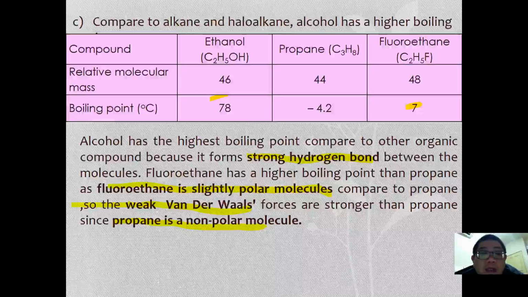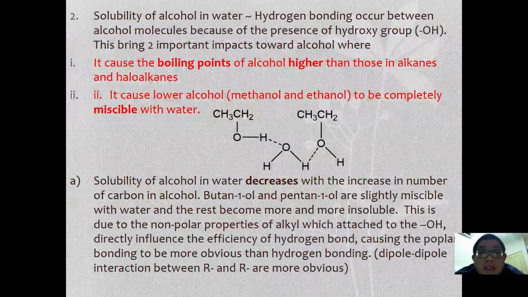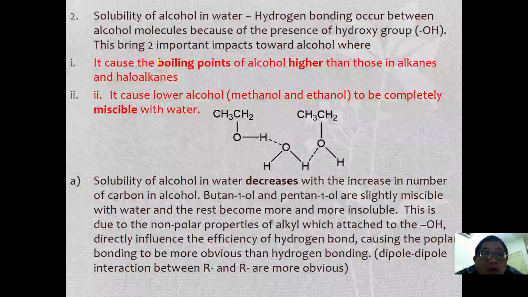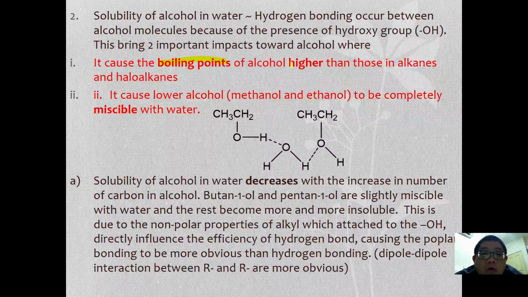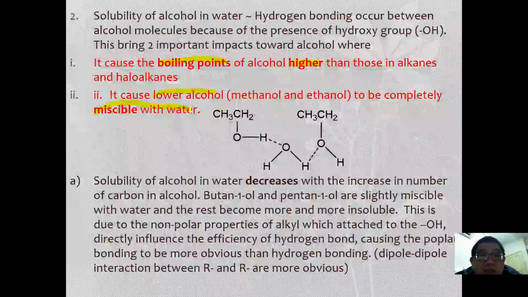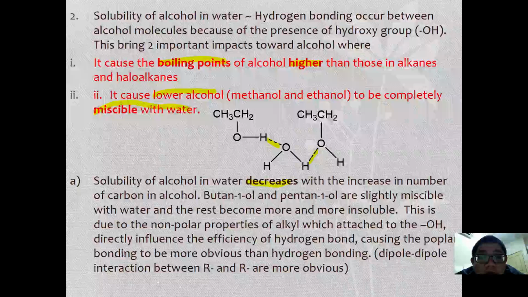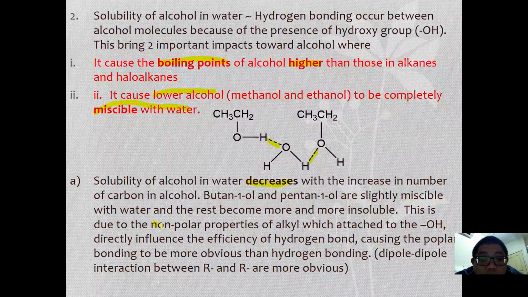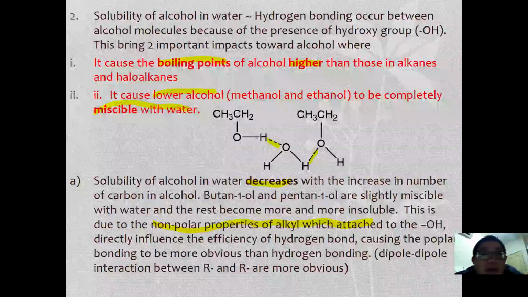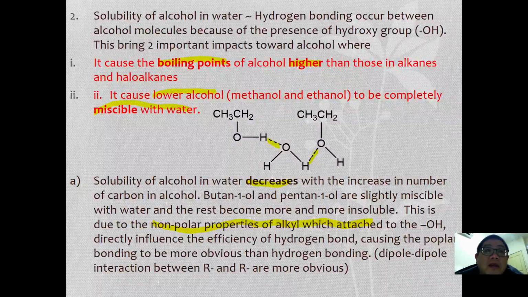Then let's have a look at the solubility of alcohol. So generally, hydrogen bonding in alcohol gives 2 important properties. First, it causes the boiling points of alcohol to be higher, and it causes lower alcohols such as methanol and ethanol to be completely miscible in water, due to the formation of hydrogen bonds between the alcohol and water. However, the solubility decreases with the increase of the number of carbons. This is due to the non-polar properties of the alkyl group attached to the carbons increasing, so the hydrogen bond will become less and less significant, therefore it becomes less and less soluble in water.